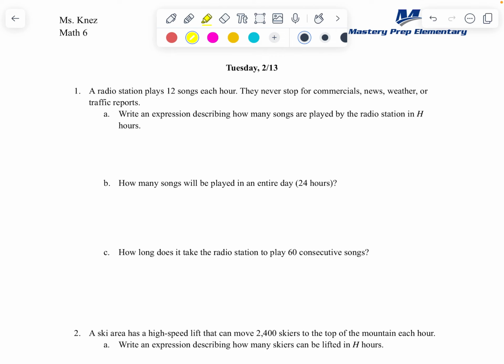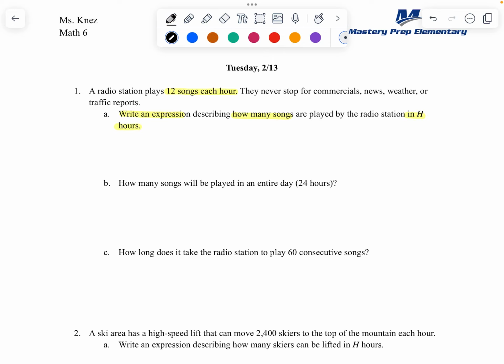Let's read question 1. A radio station plays 12 songs each hour. They never stop for commercials, news, weather, or traffic reports. Write an expression describing how many songs are played by the radio station in H hours.